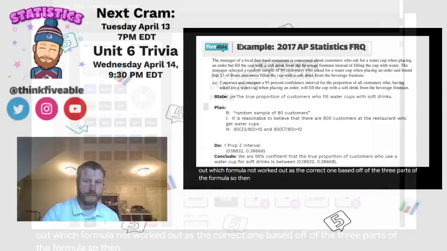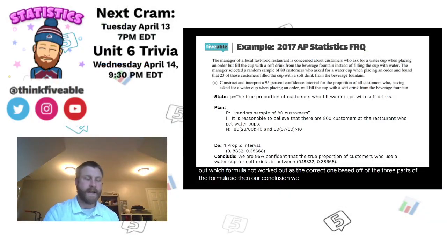So then our conclusion: we are 95% confident that the true proportion of customers who use a water cup for soft drinks is between 18% and 38% roughly. Okay, so a margin of error of about 10%. 28% is what we had from our calculator, from our sample, and then adding 10%, subtracting 10% roughly.